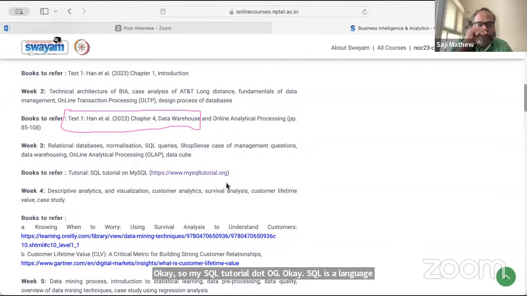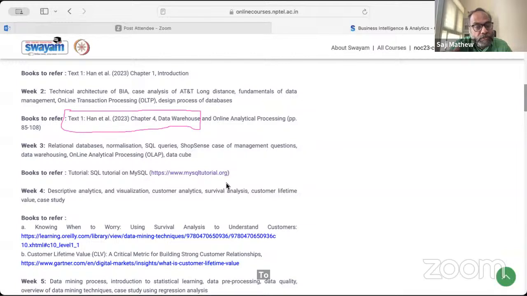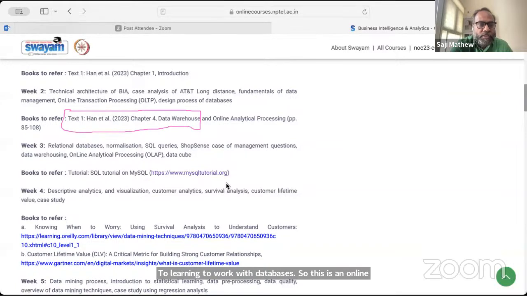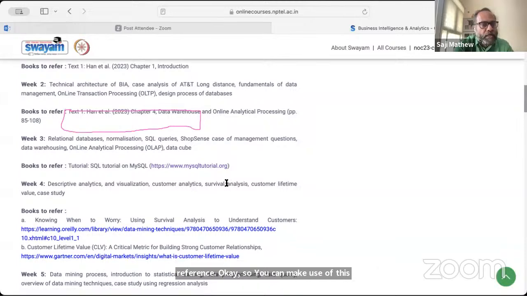So nowadays it's taught at the school level, at the high school level, and therefore this is very fundamental to learning to work with databases. So this is an online reference. You can make use of this free resource and learn SQL. That is for week 3.